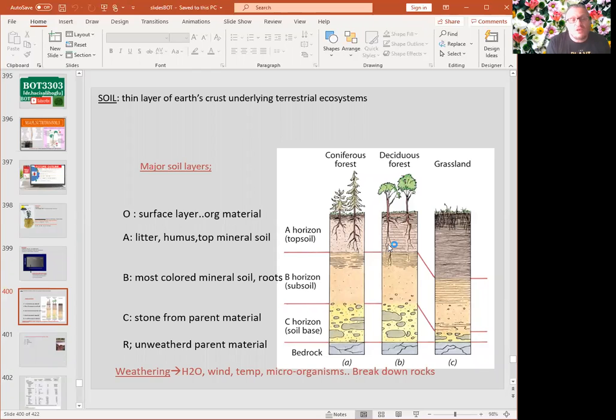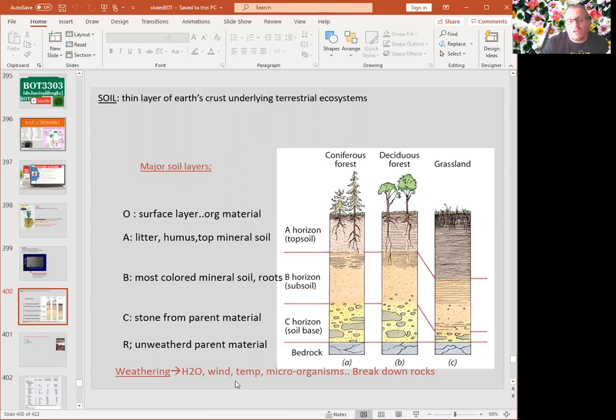So, soil types. We have these 5 major soil zones, starting with the O layer, which is the organic layer. This is the surface here. Right below there is the A zone, the A horizon, which is the litter, humus, top mineral soil. And then the B horizon here, which is the most colored mineral soil, and the roots can go up to here. Then the C horizon, which is the stone from the parent material. And then R, basically, is the bedrock, which is the parent material.